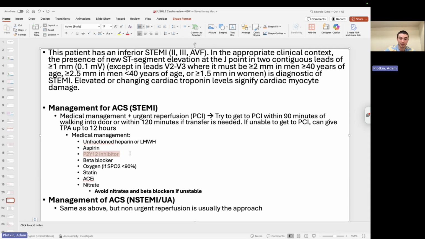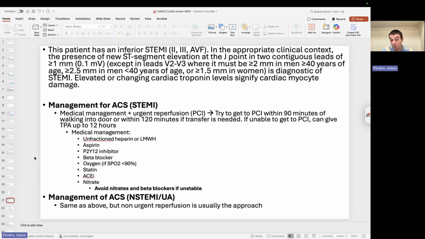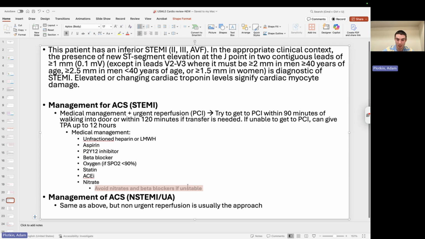We also sometimes give a P2Y12 inhibitor before or directly after PCI, right? That we kind of leave to cardiology, how they like to do it. Morphine tends to not be used as much anymore because it decreases your gastric absorption of P2Y12 inhibitors. But if the patient's in a lot of pain, we might use it. And then I taught a lot of you guys, if the patient is hemodynamically unstable, we want to avoid nitrates or beta blockers, okay?